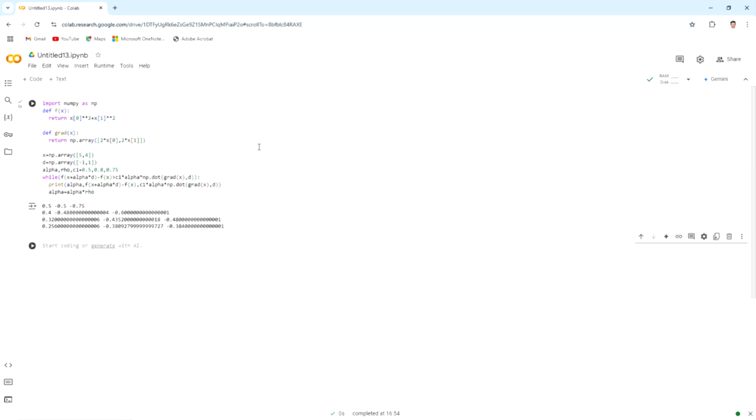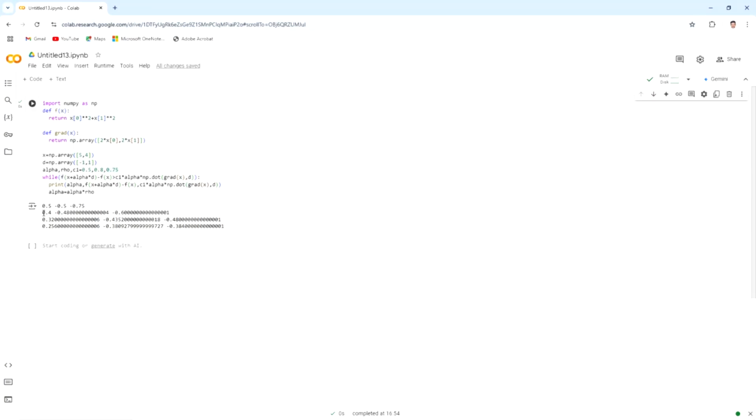Okay. So, here is the answer. Initially, we recall that alpha was equal to 0.5. So, f of x plus alpha d minus f of x turns out to be minus 0.5 and C1 alpha del f of x transpose d turns out to be minus 0.75. So, minus 0.5 is greater than minus 0.75. So, Armijo's condition is not satisfied. Thus, what you do is shrink the value of alpha by a factor of 0.8.